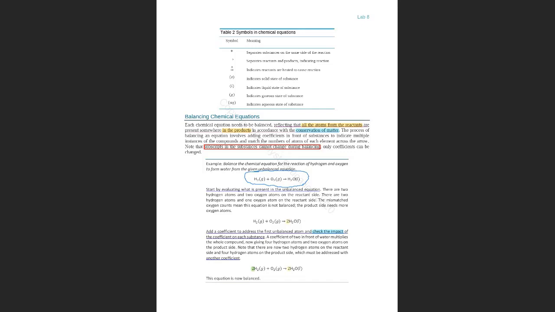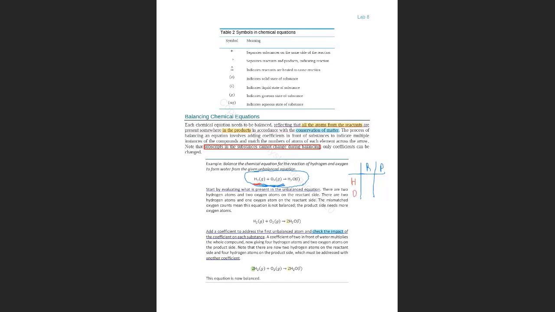So what do I have on the reactant side? Somebody can tell me. You can text me. What type of atoms do I have on the reactant side? When you look at this reaction, what type of atoms do you have? You have hydrogen, right? I have hydrogen, and I have oxygen.